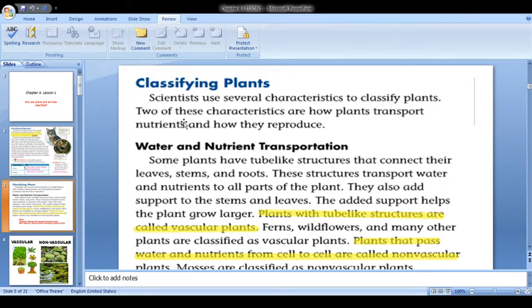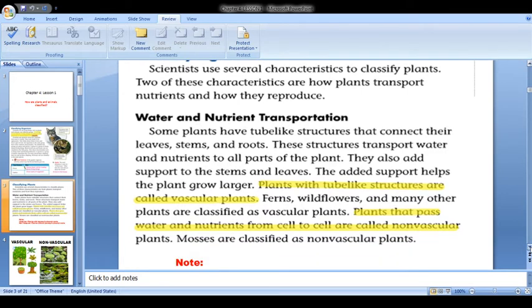So what scientists did, they made two groups. In one group they put plants which send the nutrients in the same way. In another group, they put the plants that reproduce, or make new plants, in the same way. Okay, so these are the two things. That's how the scientists divided them.